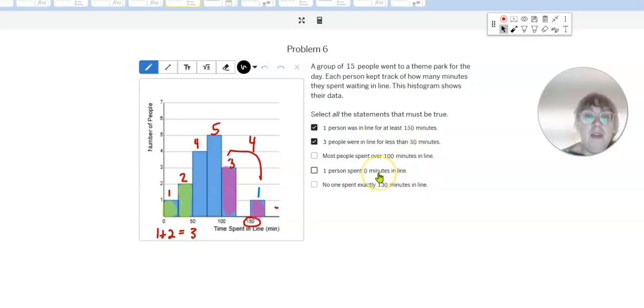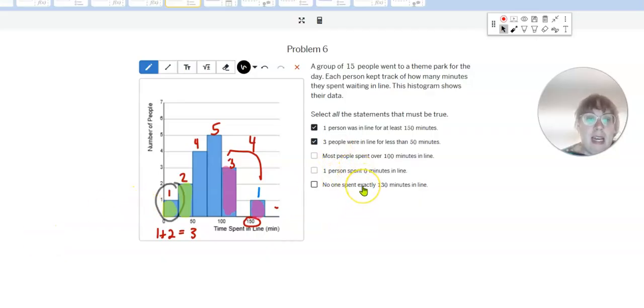1 person spent 0 minutes in line. It's possible, but it could have been 30 seconds. We don't know exactly what the data point is for this. We know it's between 0 and 1, but we don't know exactly the amount of minutes, so we would not be able to check that.